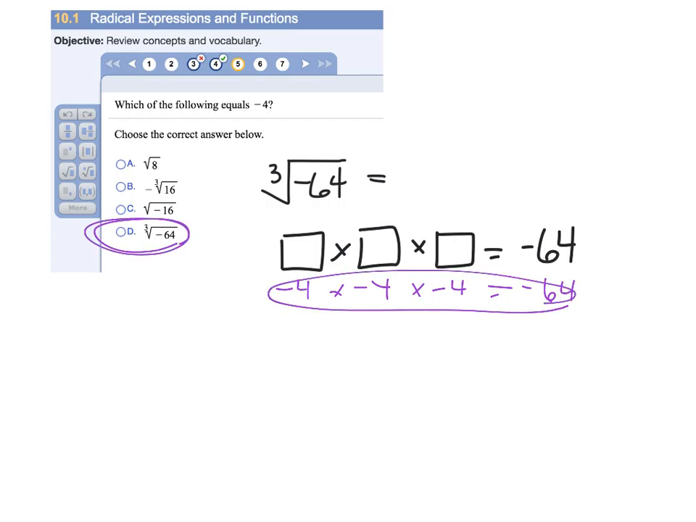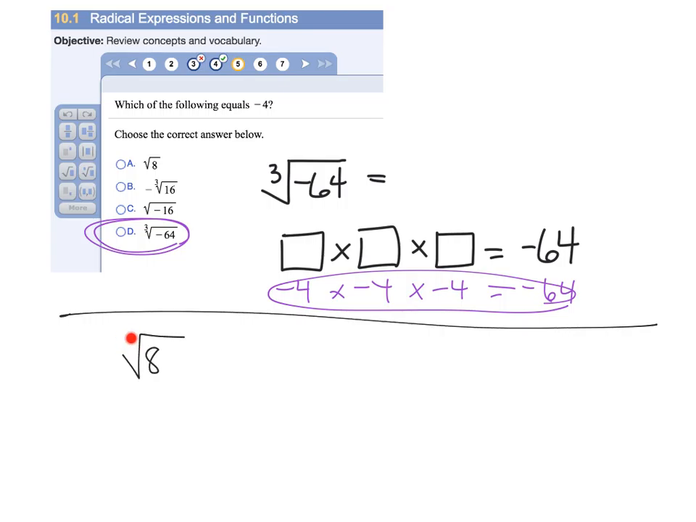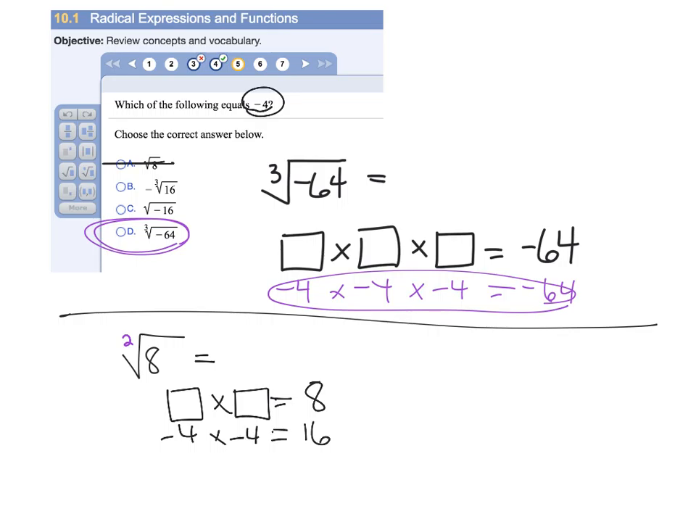So right here. Now, why are these other ones not the right answer? Well, if you think about root 8, as in the square root of 8. When there's no number there, that means it's a 2. And so this is saying, what number times itself is equal to 8? Well, the answer is definitely not negative 4, because negative 4 times negative 4 is 16. So that's no good. So we've eliminated A.